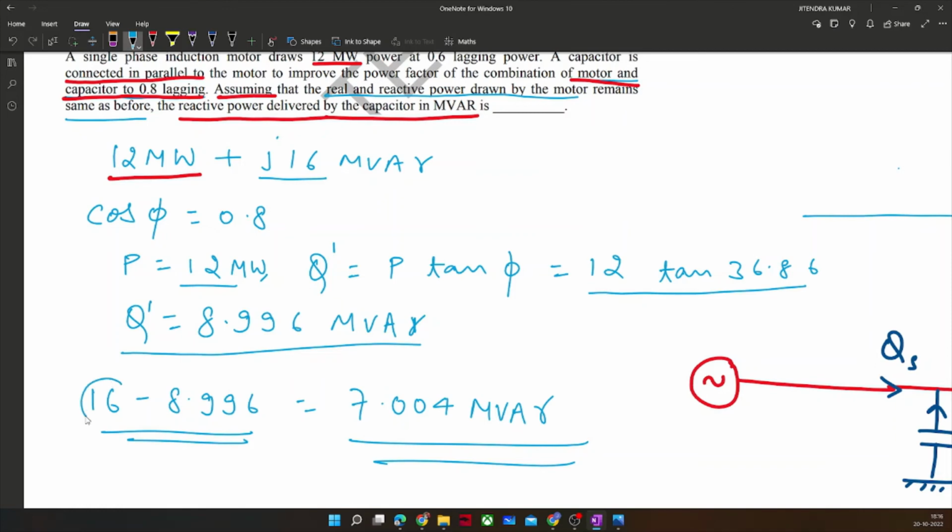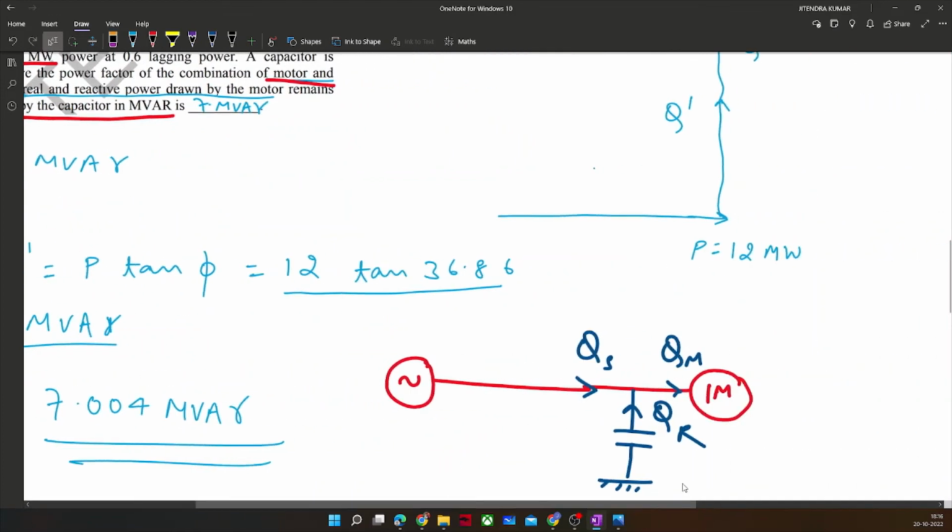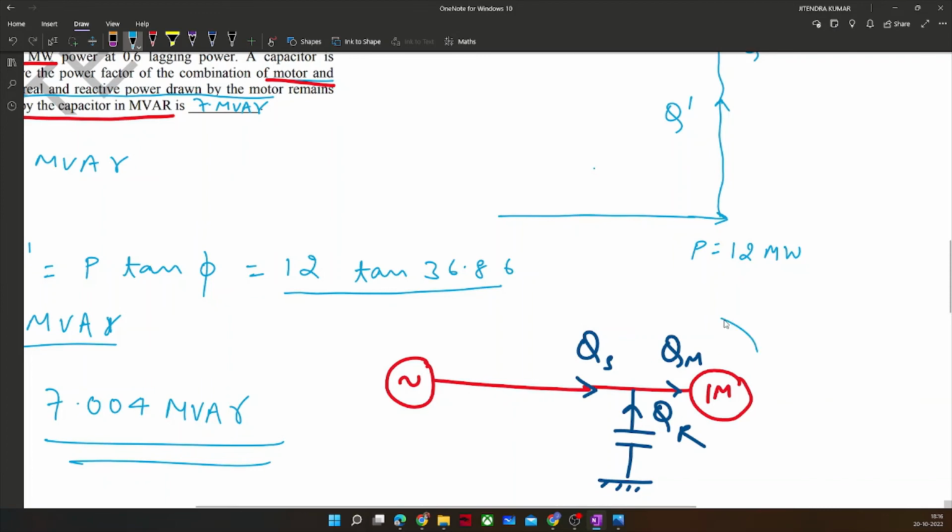So the remaining reactive power will be supplied from the capacitor. Okay. So from 16, if we subtract this much power, that will be supplied from the capacitor. So now the capacitor is supplying 7 MVAR approximately. So that would be the answer. Okay. So this was the system. So now the remaining reactive power was supplied from the capacitor.